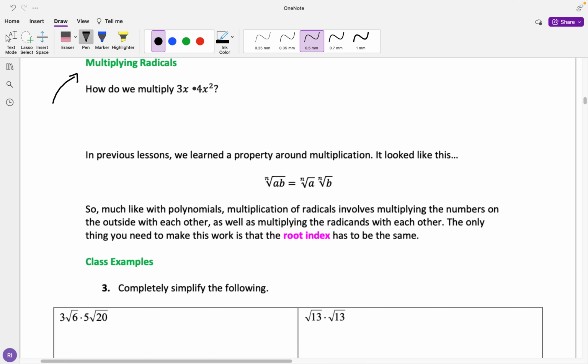Multiplying radicals. I'm going to go pretty quick here because we've already basically been working on this, and I've kind of been doing that work throughout the lesson anyways. How would we multiply these two factors together? You'd multiply the coefficients, and then you'd multiply the variables. So you'd end up with 12 x to the 3.